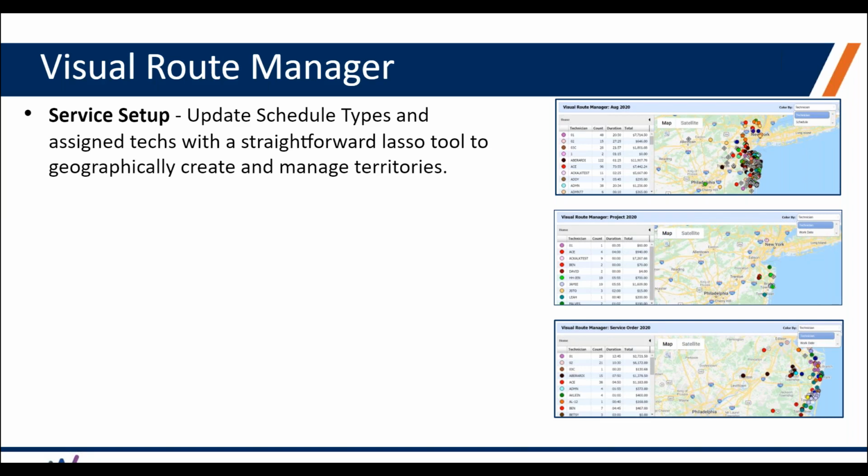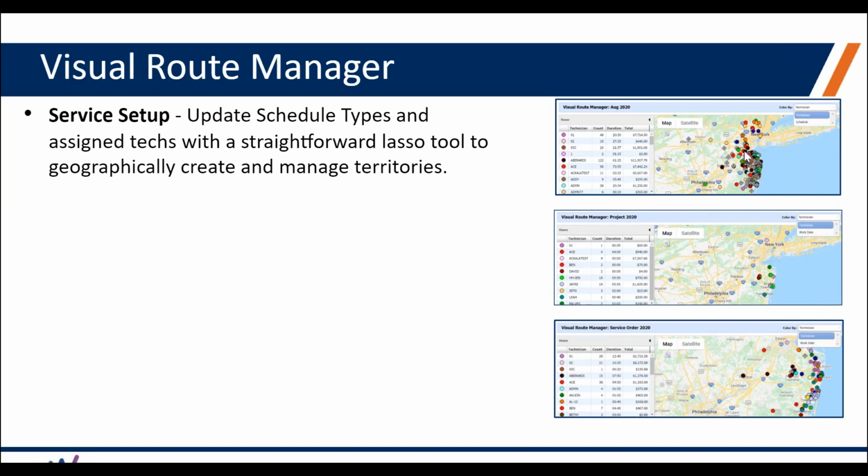So the first one up, Katie and I both use this one a lot in helping customers out with their schedules for upcoming months, like the pre-planning and the schedule allocation. Often we're using that change technician tool and some of the other features that we've already showcased. This one is definitely a biggie if the customer has the module. A service setup project type will actually update the schedule types and assign technicians with a straightforward lasso tool to geographically create and manage territories.